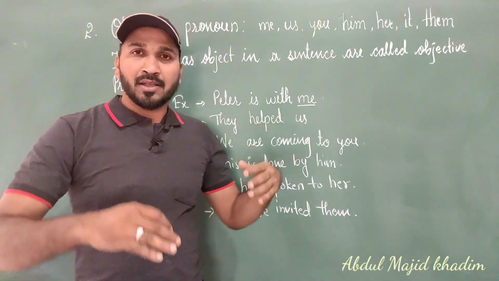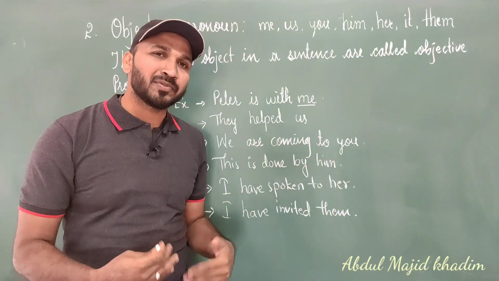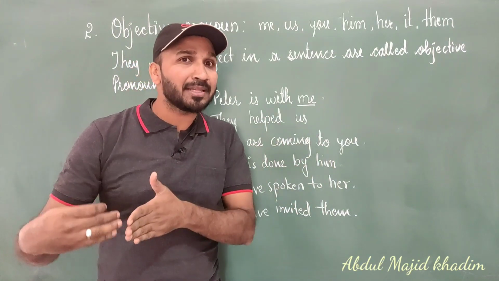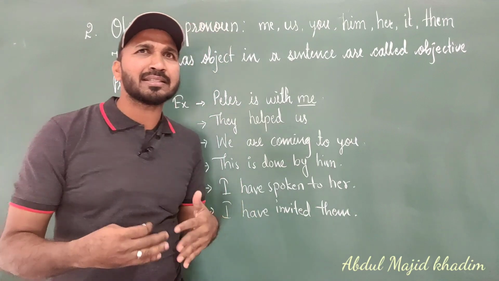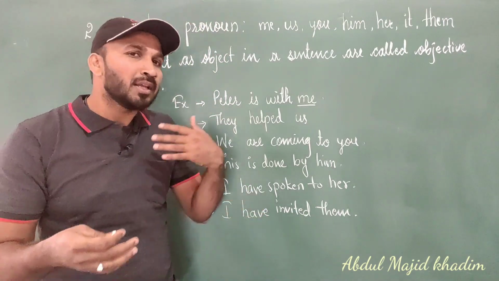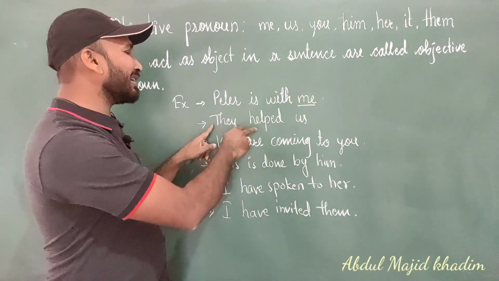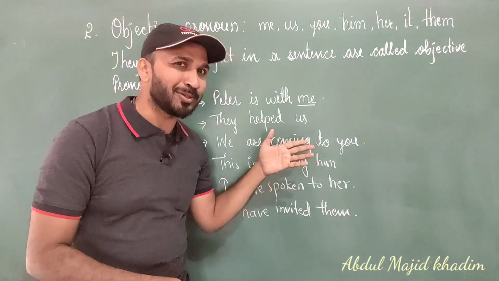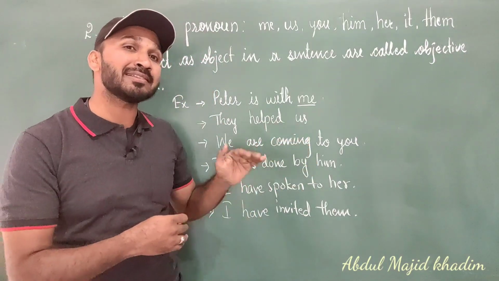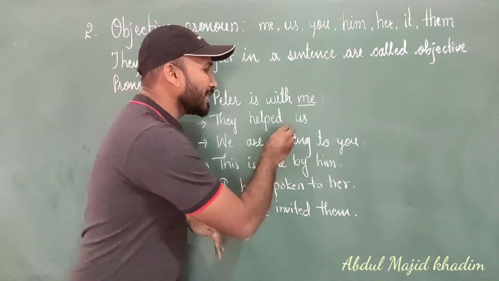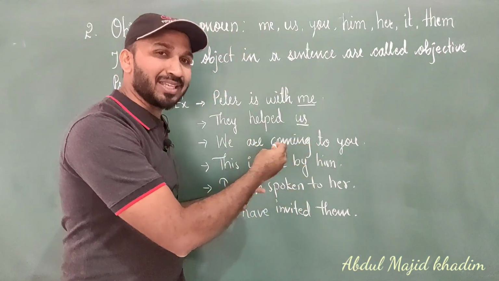Next, they helped us. वो हमें मदद करते हैं. They हमें हमारी मदद करे. So here, those who got helped are we people. So हम यहाँ पे "we" लिख सकते हैं? "They helped we", no. So we have to change that: we changes into us. So this is the objective form of we.